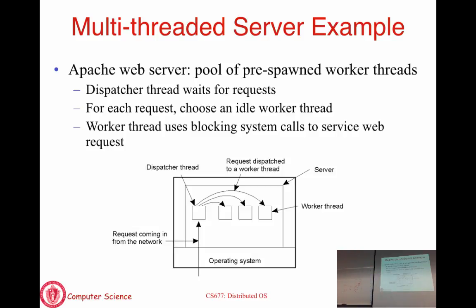In a thread per request model, that will vary depending on how many requests are coming in the system. If you're busy, you will have more threads. If you're not busy, you will have fewer threads. Here, you have a static pool of threads that you create at startup time. If you look at the design of the Apache web server, which is a very popular open source server that many websites use, it uses this model. It uses a pre-spawned pool of worker threads.